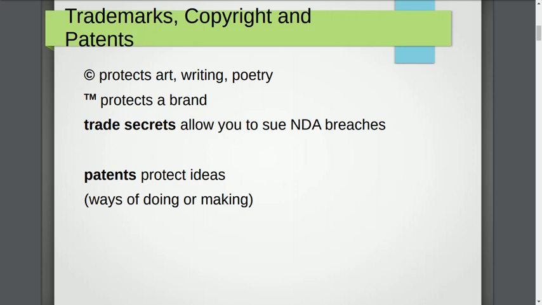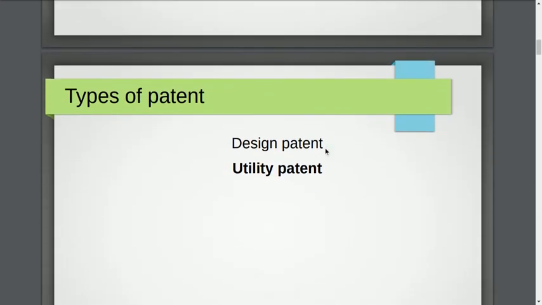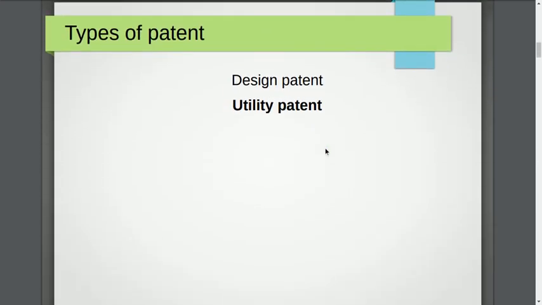So those are the non-patent things, whereas patents actually protect ideas, or what we really think of as inventions. And ideas in this sense are ways of doing or making stuff, or an actual made thing that has a function or a use. So looking at patents, there are actually two types of patents in the United States.